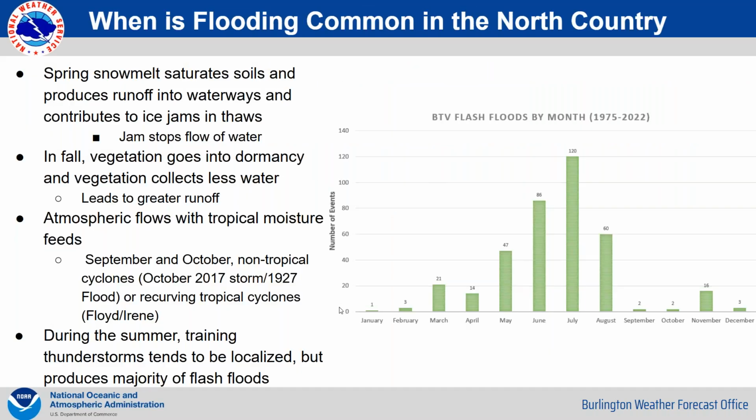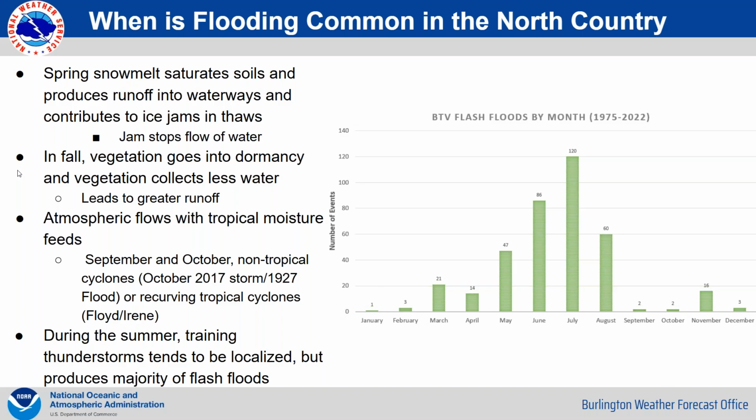Flash flooding, here's the climatology of flash flooding. It's most common during the summer months when we have thunderstorms. You have other blips there in the early spring months and towards November from ice jams, but also from vegetation being in dormancy. And so it's collecting less water, and so more of that goes into runoff.